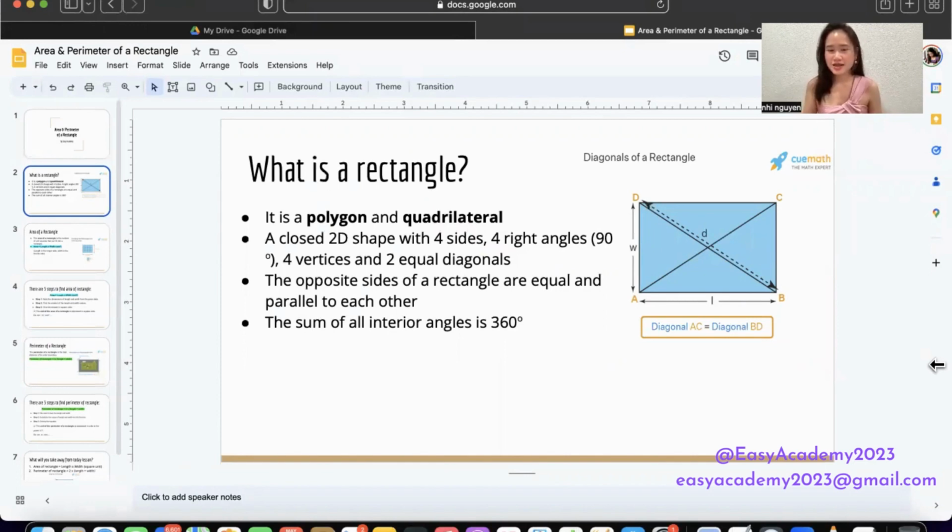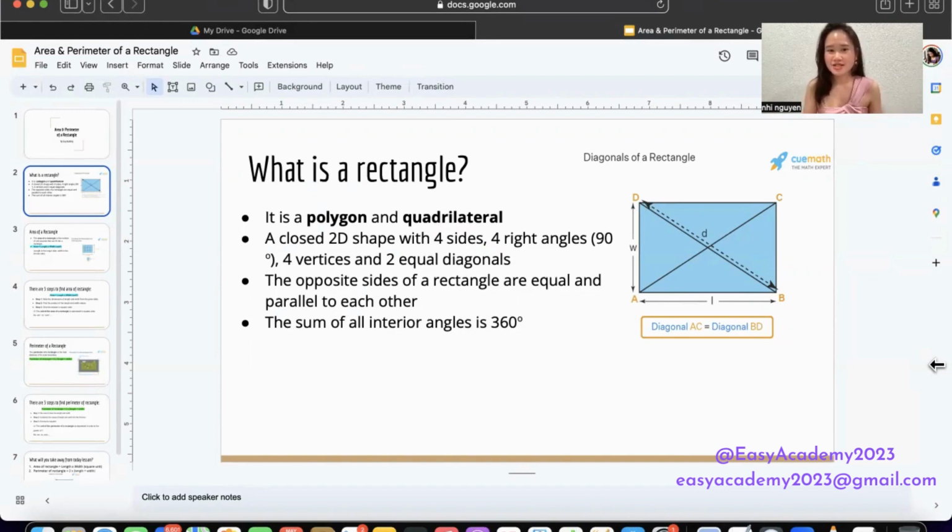Let's look at the rectangle on the right side. We have rectangle ABCD. We have four sides, AB, BC, CD, and DA. Two equal diagonals, which are DB and CA. We have four right angles measured to 90 degrees, which are angle A, angle B, angle C, and angle D.